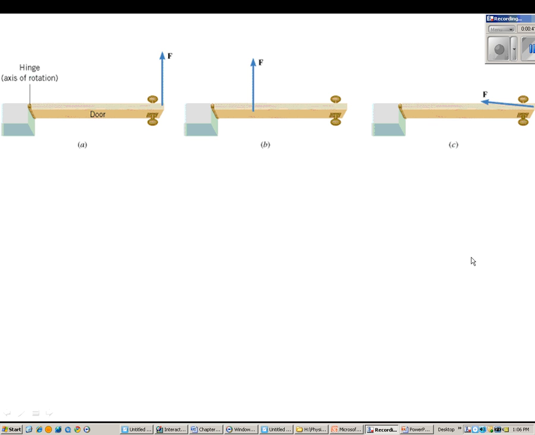Here we have a door with three different situations. The same force is acting on all situations. And I want you to pause the video and decide which of these three situations causes the most torque. In other words, which of these three situations allows the door to open more easily.